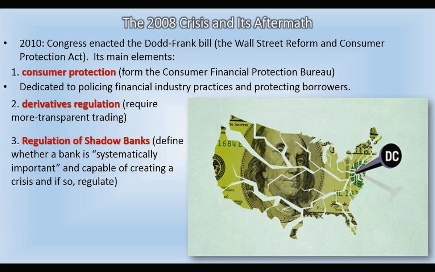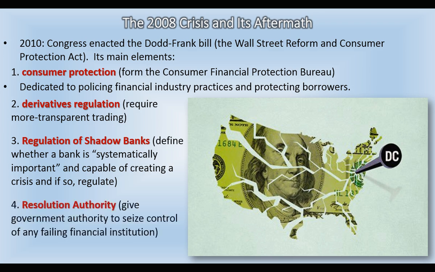It also included regulation of shadow banks. Again, define whether a bank is systematically important and capable of creating a crisis. If so, regulate. So if some of these shadow banks are too big to fail, we've heard a lot of this catchphrase over the last 6 years, too big to fail. If some of these banks like JP Morgan Chase or Goldman Sachs, which are too big to fail, are deemed of that nature, therefore they are subject to more regulation, which is what the Dodd-Frank bill enacted, which is what Trump is going to undo, partly, maybe completely, who knows, we'll see. And then a resolution authority, which gives government authority to seize control of any failing financial institution.